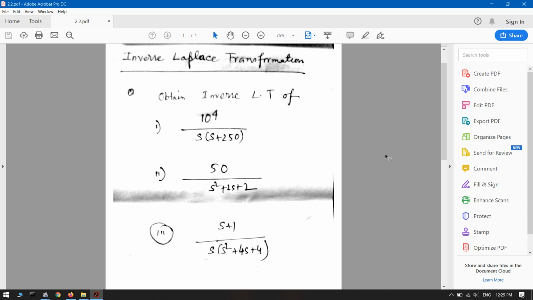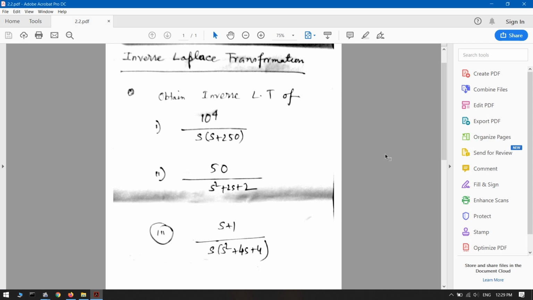There are so many methods. One is the long division method. You can go for that, or this partial fraction method, or directly you can use some other formula, like the transformation of a sinusoidal wave. Sir, you can apply that. The question is 50 by (s plus 1) whole square plus 1 square.